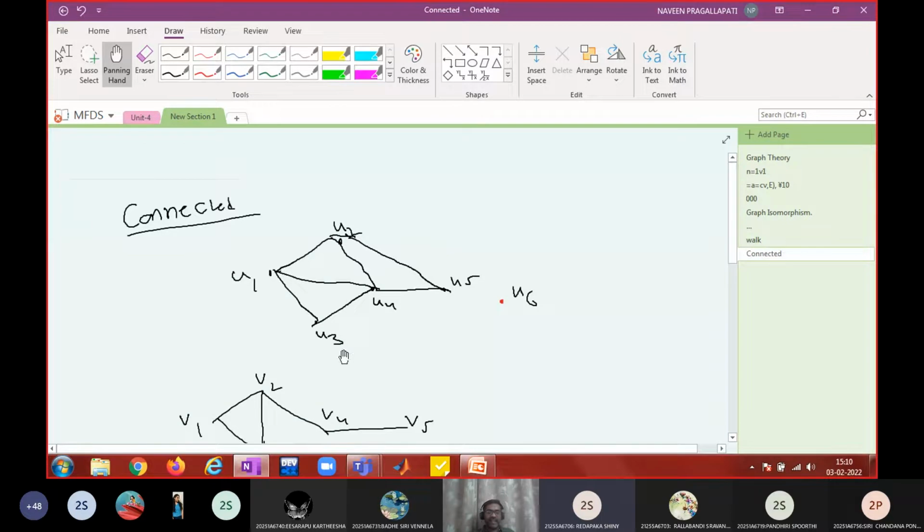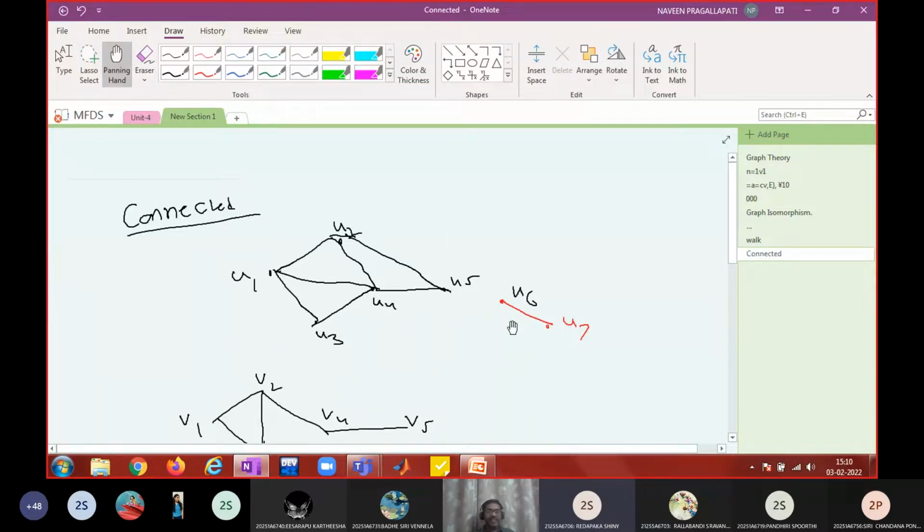This is a disconnected graph having two components. Can you see that? This is one component. This is another component. This itself is a connected graph. This itself is a connected graph. Or I can have a disconnected graph like this. U7. Okay, my graph is this whole thing.